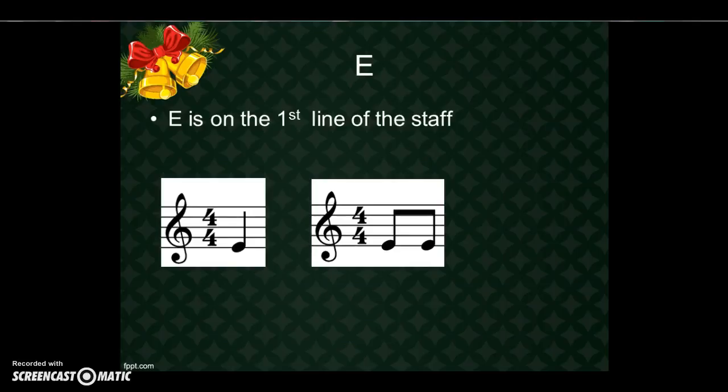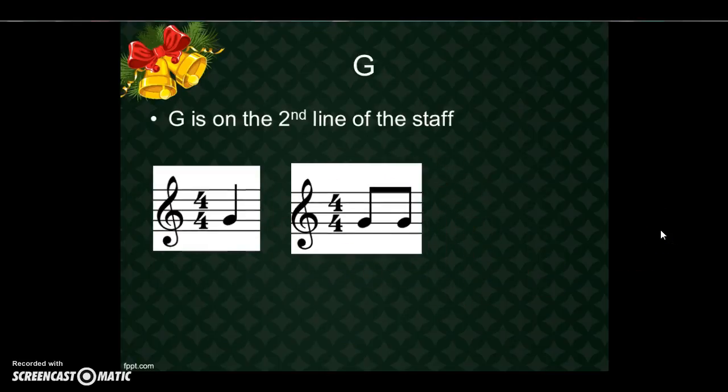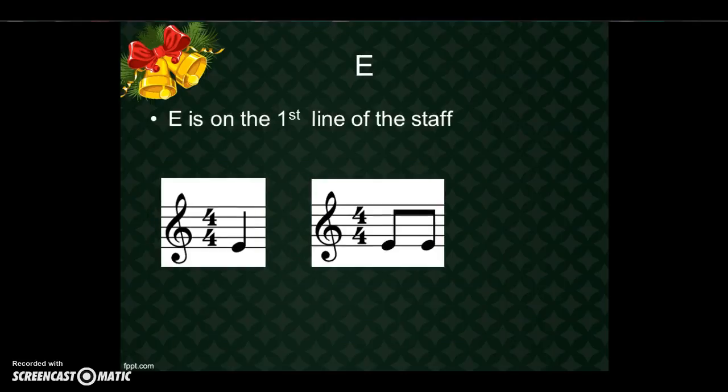We count the staff numbers from the bottom up. So you start at the bottom on 1, second line is 2, and so on and so forth up to 5. So E is on the first, or the bottom, line of the staff. You can see it in quarter notes, and you can also see it in 2 eighth notes. So we have now, instead of high and low, G and E.